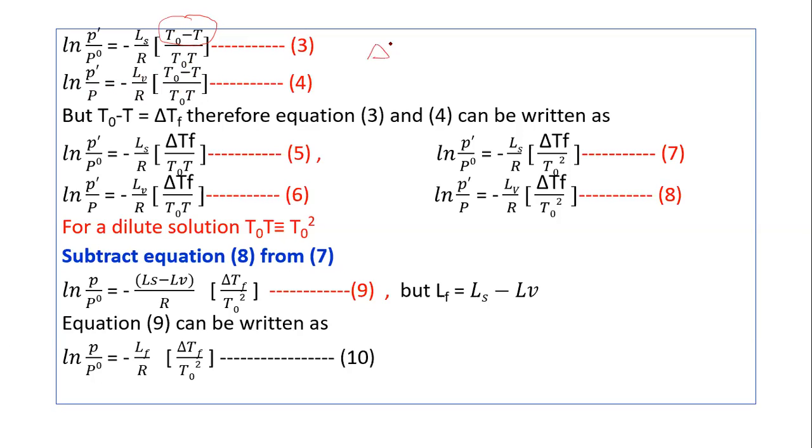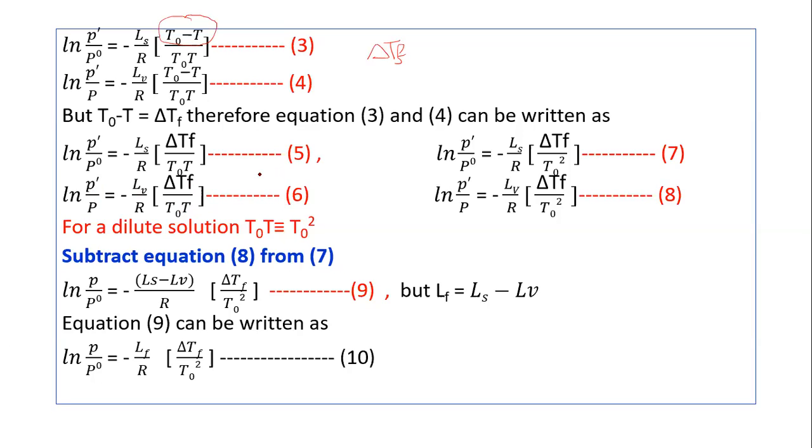So equations 3 and 4 can be simplified. We can write ln P dash upon P0 is equal to minus Ls upon R, delta TF upon T0 into T, that is equation 5. Similarly, equation 4 can be written as ln P dash upon P is equal to minus LV upon R, delta TF upon T0 into T. This is equation 6.